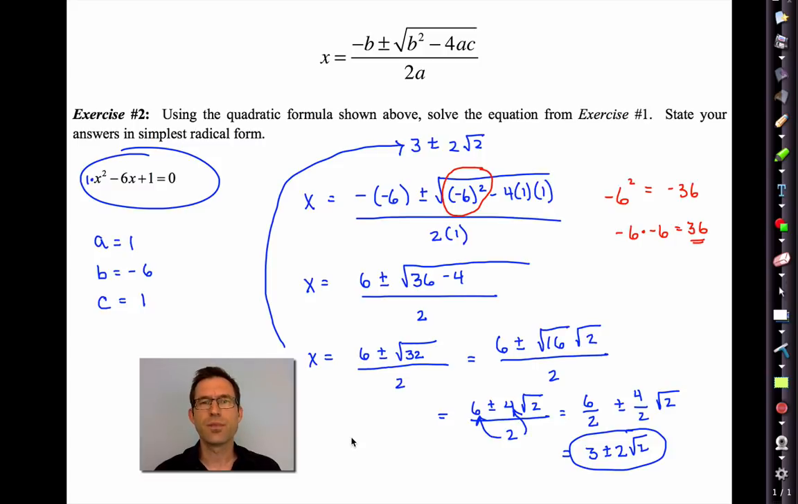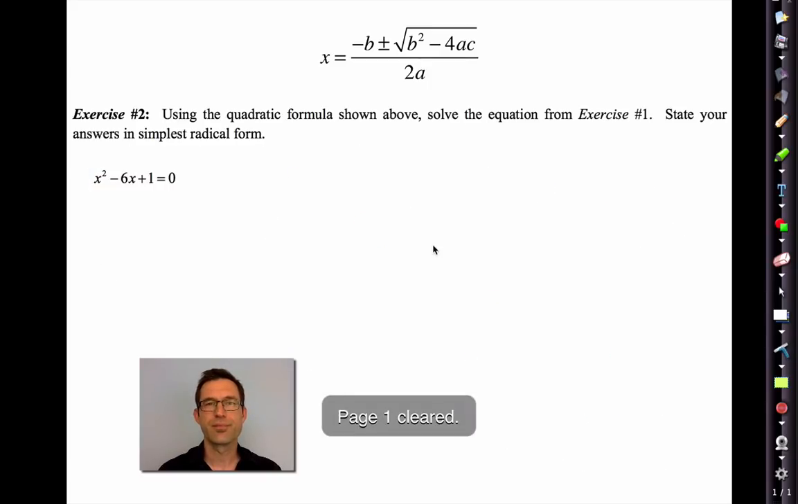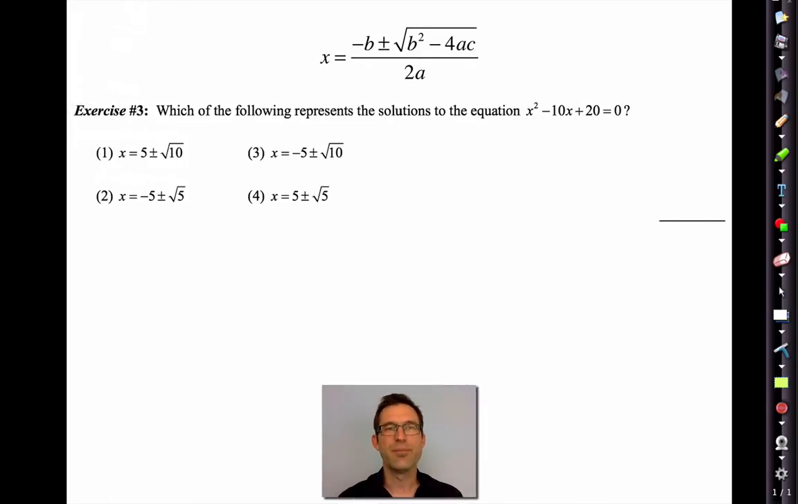All right, so take a moment, pause the video, and write down anything you need to. Okay, I'm going to clear this out. Let's keep going. All right, exercise 3. Which of the following represents the solutions to this equation? Well, pause the video now and take a shot at plugging all the numbers into the quadratic formula and simplifying them.